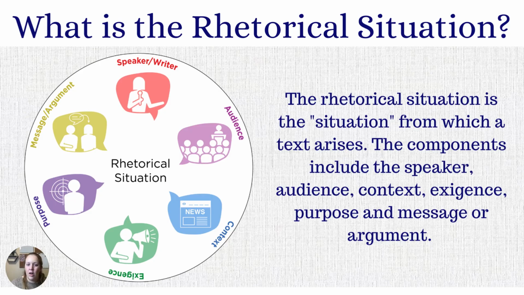Okay, so what does this all actually mean? Well, the rhetorical situation is the situation, as the name suggests, from which the text arises. So there are 6 components: the speaker, the audience, the context, exigence, purpose, and message or argument. So if you are familiar with the acronym SPACE-CAT, that's the one that I use, then the SPACE part of SPACE-CAT is the rhetorical situation.